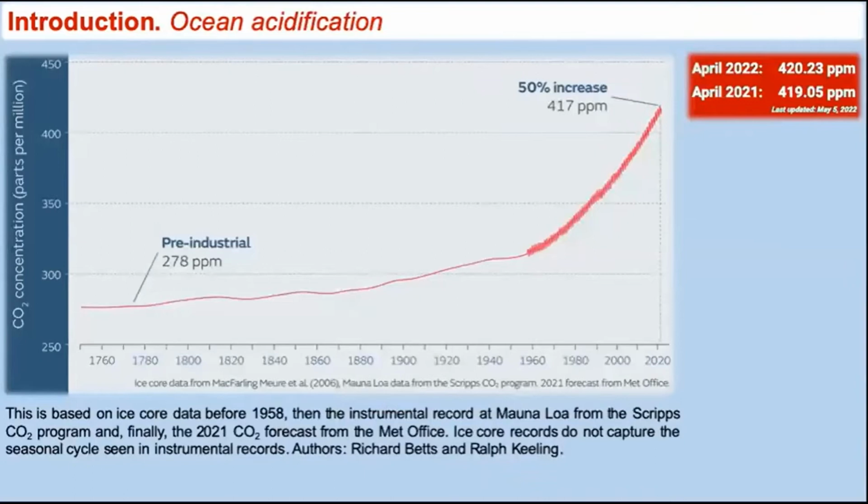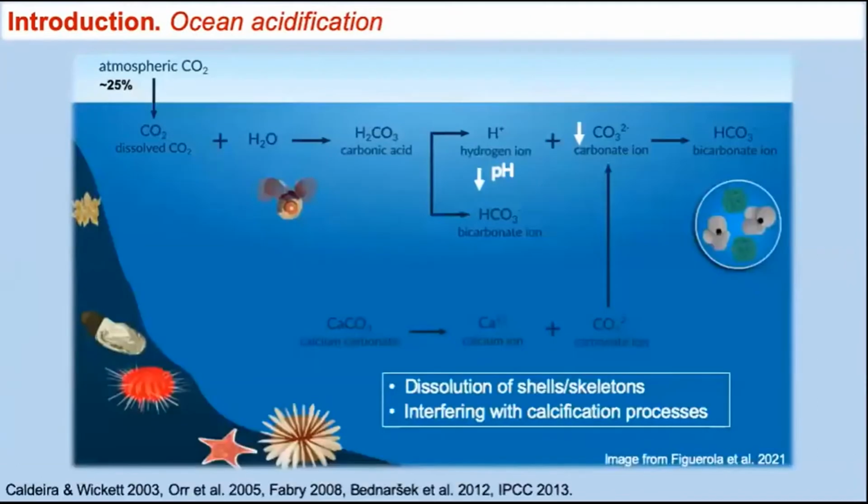Since the Industrial Revolution, the concentration of atmospheric CO2 has increased from about 278 ppm to a present-day level of about 420 ppm. But this concentration would be higher if it were not for the oceans. In particular, the oceans are currently absorbing about a quarter of the anthropogenic CO2. This has led to changes in ocean carbonate chemistry, a phenomenon called ocean acidification.